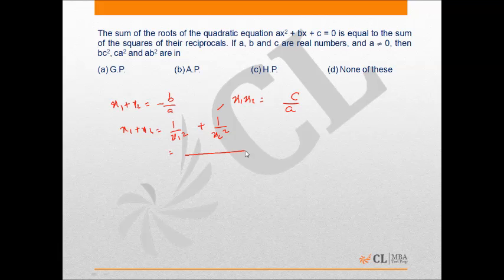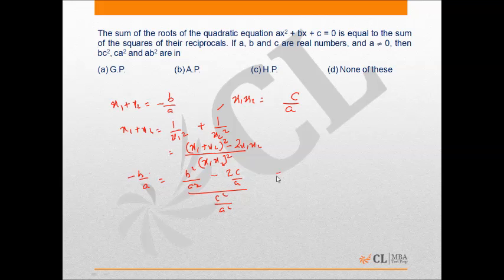From here, I can say it is x1 x2 whole squared, and my numerator is x2 squared plus x1 squared. Now x2 squared plus x1 squared is x1 plus x2 whole squared minus twice of x1 x2. So from here I can say x1 plus x2, that is minus b upon a, is equal to x1 plus x2 whole square, that is b squared by a squared, minus twice x1 x2, that is 2c by a, whole thing upon x1 x2 whole squared, that is c squared by a squared.